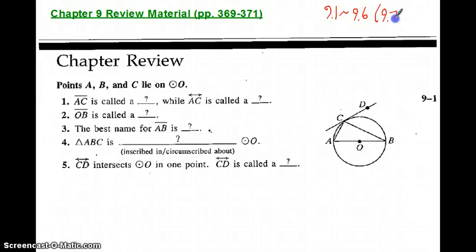There's a 9.7 and 9.8 in the book. They have to do with the lengths of the segments inside the circles, like lengths of tangent pieces and lengths of secant pieces. We didn't really do that. We mainly did the angle-y stuff, as you might remember.